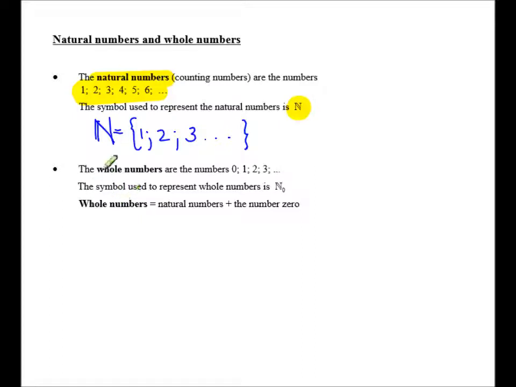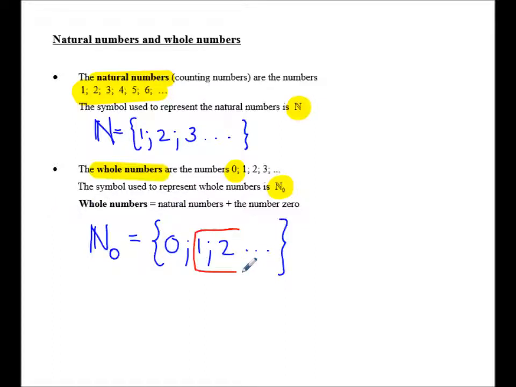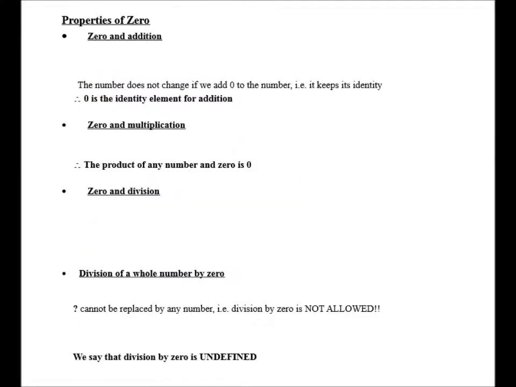The next group of numbers is called the whole numbers. These are the natural numbers, but now a 0 has been included. So when we write the whole numbers, the symbol also includes a 0 at the foot, not next to it, not the same size, but a little subscript. Once again, curly brackets, 0, 1, 2, and so on to infinity. The whole numbers are the natural numbers plus 0. That will give you the set of whole numbers.